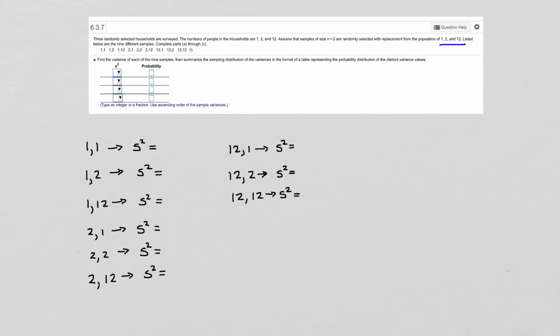So listed below are the 9 different samples that are possible when you have a population of 3 and you're taking samples of size 2. We're going to pair 1 with itself, and then 1 with 2, 1 with 12, 2 with 1, 2 with 2, and notice that it's with replacement, so you can have something paired with itself, and so on and so forth. So we're going to find the variance of each of the 9 samples.